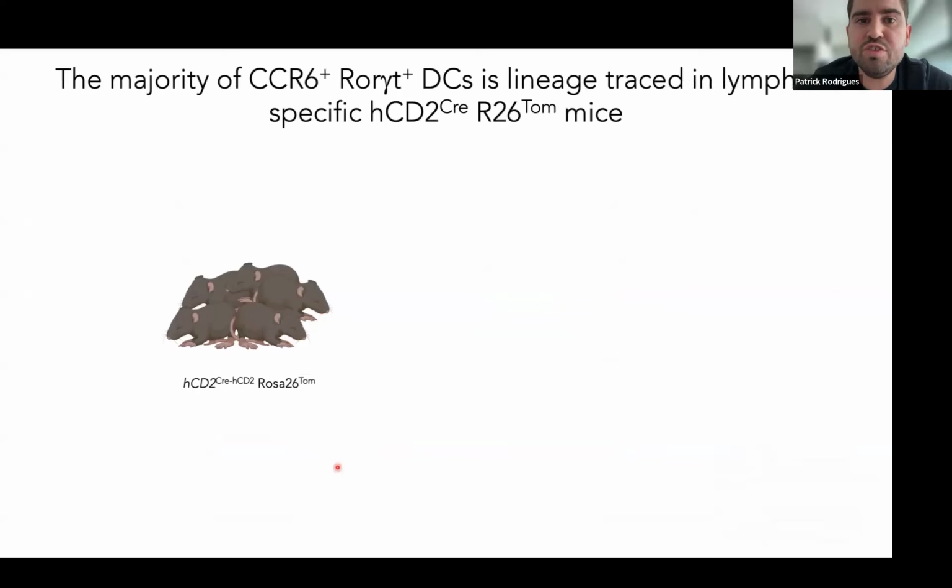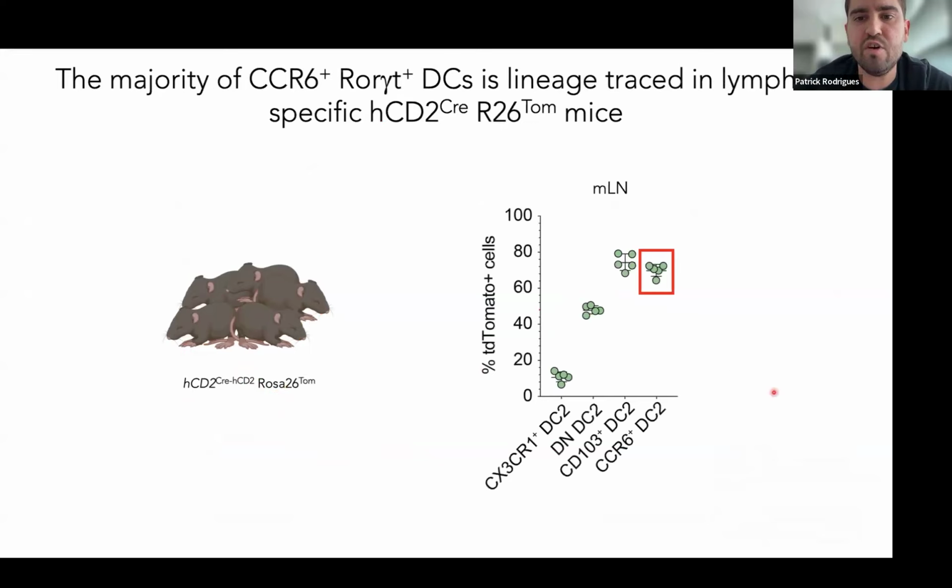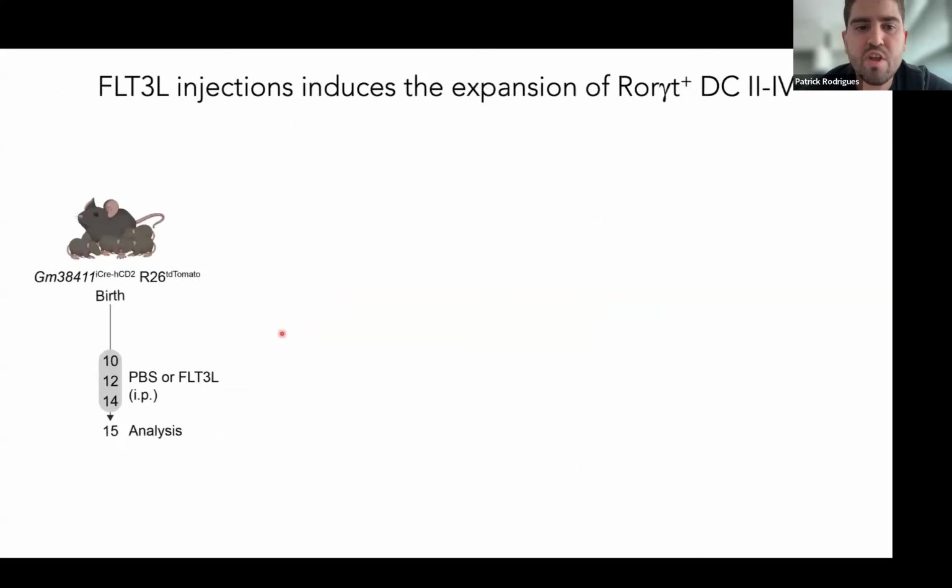To assess this question, we took advantage of the human CD2 Cre mice, which are backcrossed to the Rosa tomato. The human CD2 Cre mice are known to be very specific in lineage tracing only the lymphoid compartment. We gated on CCR6 positive Rorγt DCs, and we were very surprised to see that the majority of the Rorγt DCs were lineage traced in our human CD2 Cre mice.